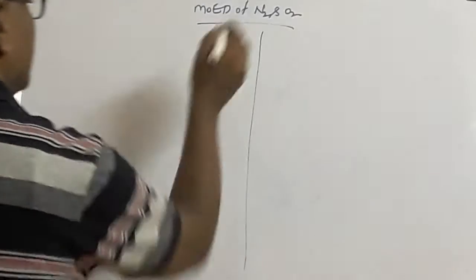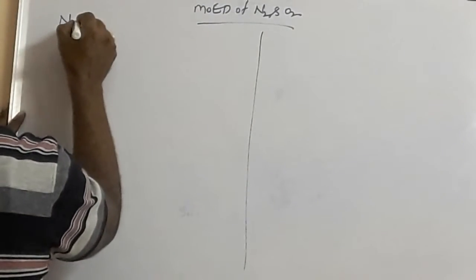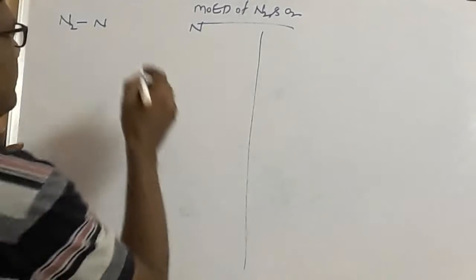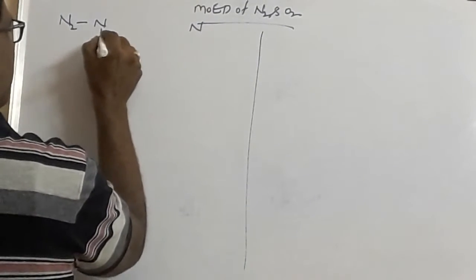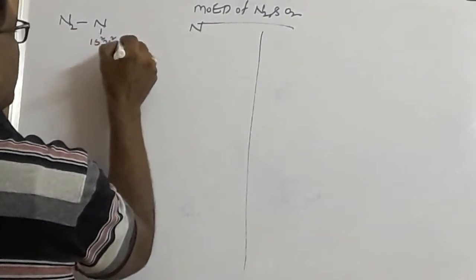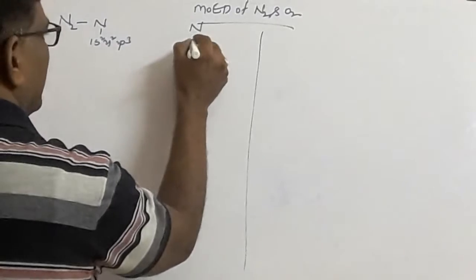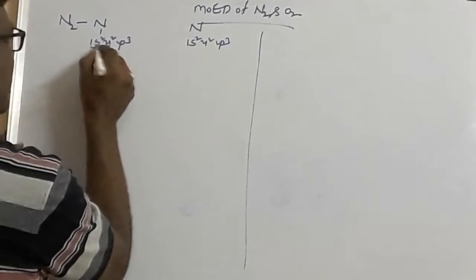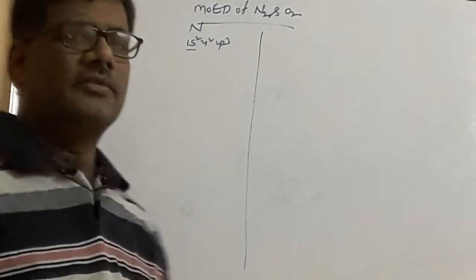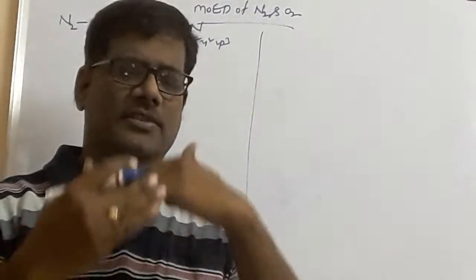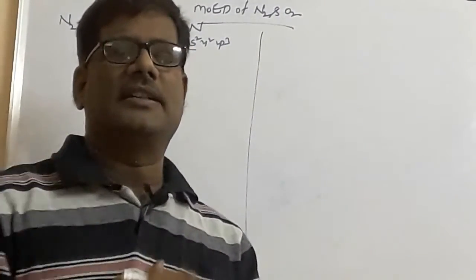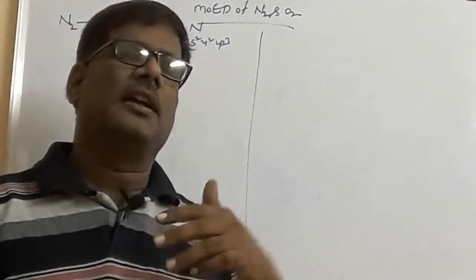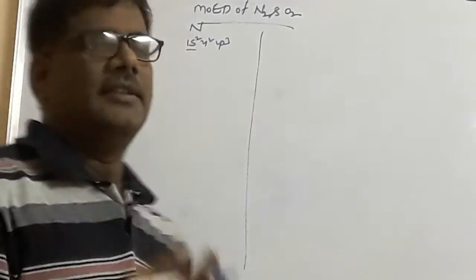Let us take here the nitrogen molecule. It will have two nitrogen atoms, one nitrogen atom and the second nitrogen atom. Electronic configuration of each nitrogen atom is 1s2, 2s2, 2p3. This also will have the same 1s2, 2s2, 2p3. So 1s2 combines with the 1s2, they give two different energy levels. One is called the bonding orbital, one is called the anti-bonding orbital. Bonding orbital will have the least energy and anti-bonding orbital will have the highest energy.